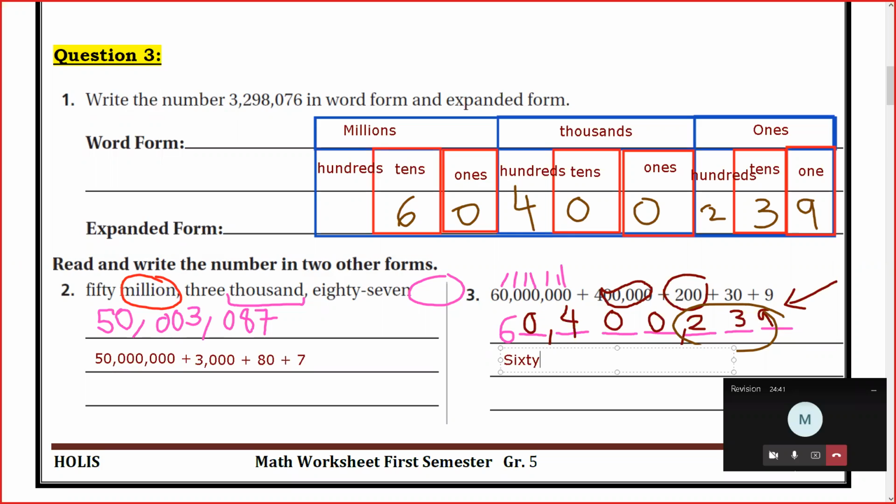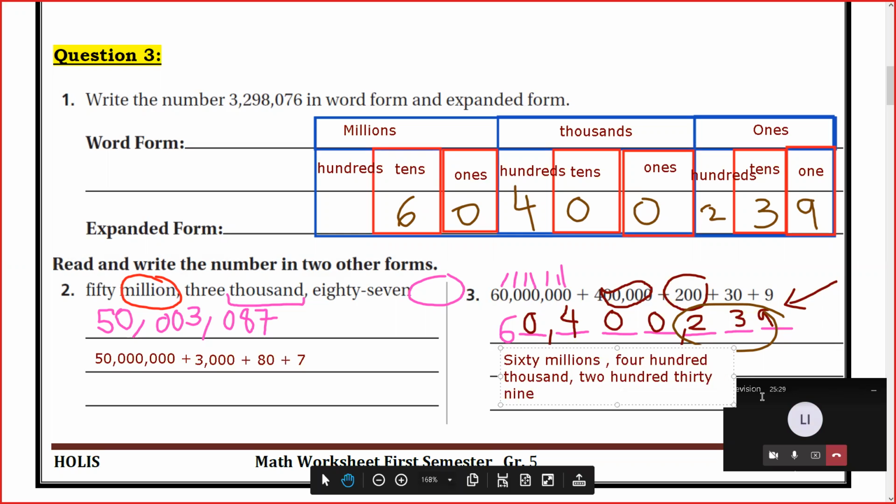60 millions. 400,000. I didn't answer. Can I answer? Okay, next time remind me to let you answer. 239. Is it clear now?